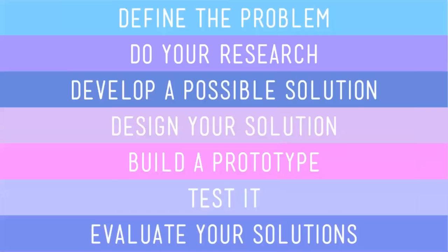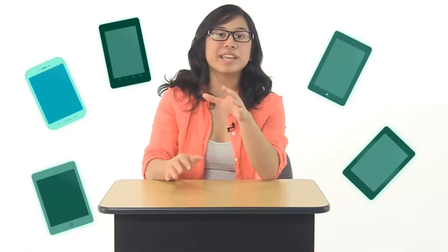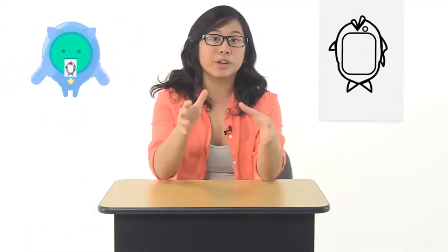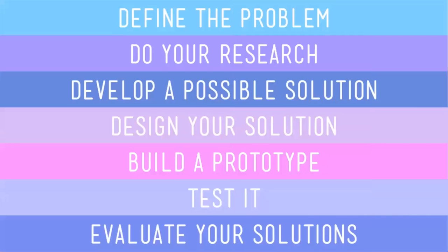This takes us to step 3. Develop a solution. After your research is done, this is where you say exactly how you think you can solve the problem. And once you've thought of a good solution, you have to figure out how it'll actually work and what it will look like. So you have to design your solution. This is where you get to draw.